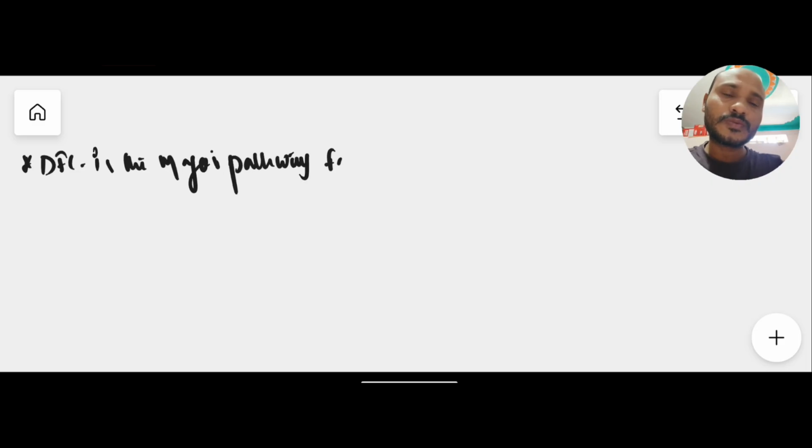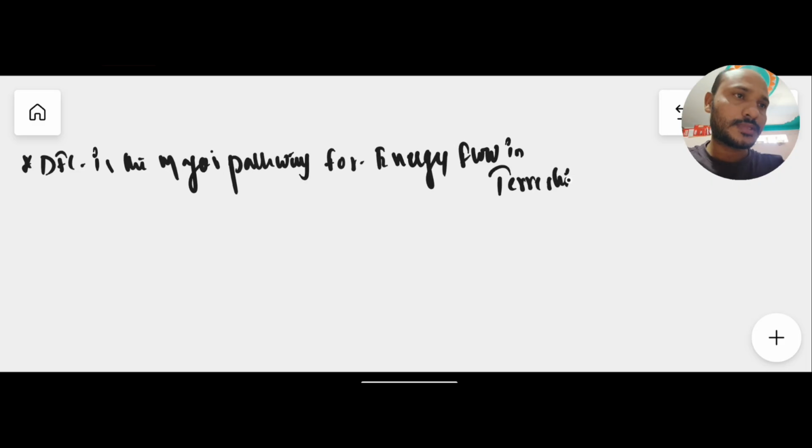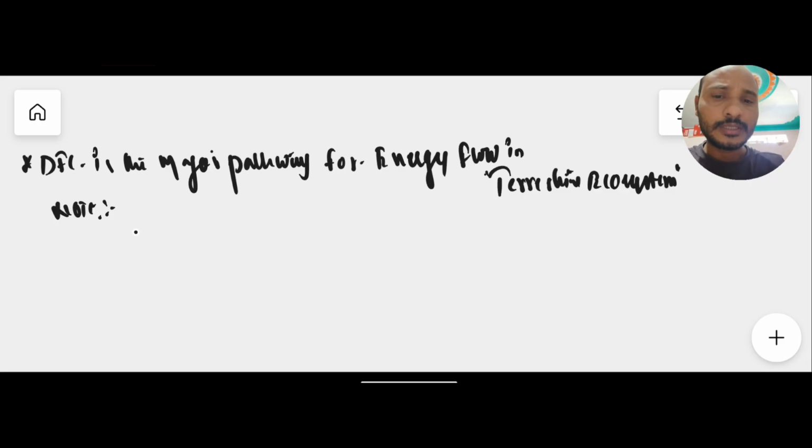Here is a very important point: DFC, the detritus food chain, is the major pathway for energy flow in the terrestrial ecosystem, meaning the land ecosystem. And just now we discussed that the grazing food chain is the major pathway for energy flow in the aquatic ecosystem, but DFC is the major pathway for energy flow in the terrestrial ecosystem. Note this important point: in the terrestrial ecosystem a much larger fraction of energy flows through DFC.